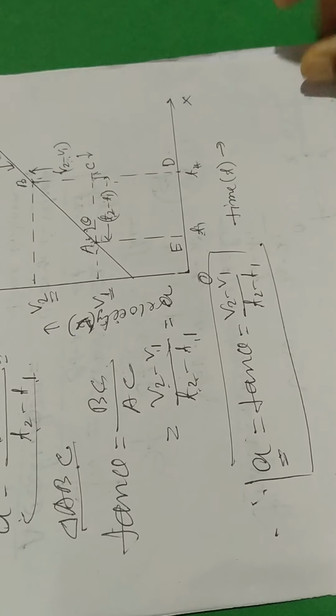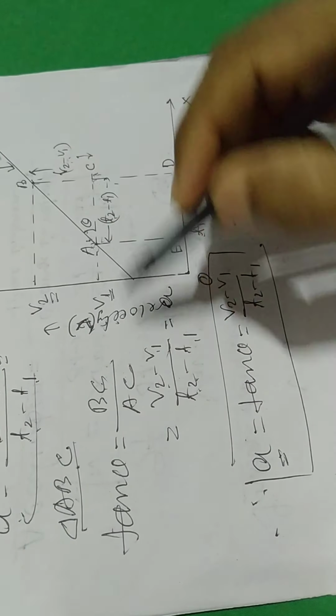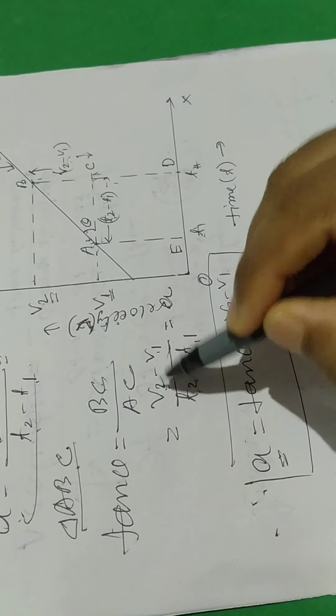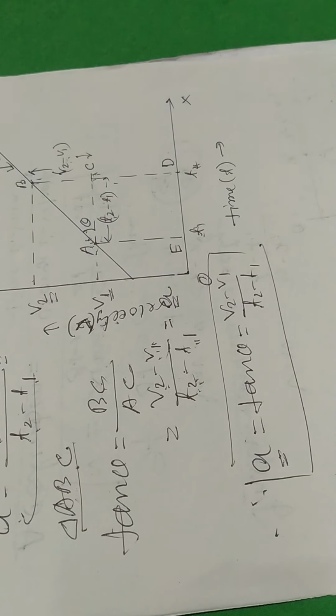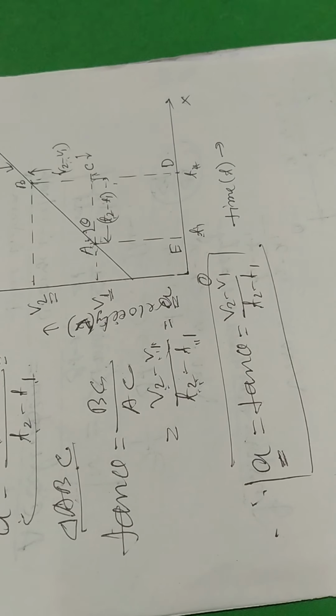So what did we get from this slope? When we take the slope, we get (v2 minus v1) divided by (t2 minus t1), which represents a, meaning acceleration. Then it is clear that the slope of the v-t graph represents acceleration. The slope of the velocity-time graph for uniformly accelerated motion represents acceleration. Thank you.